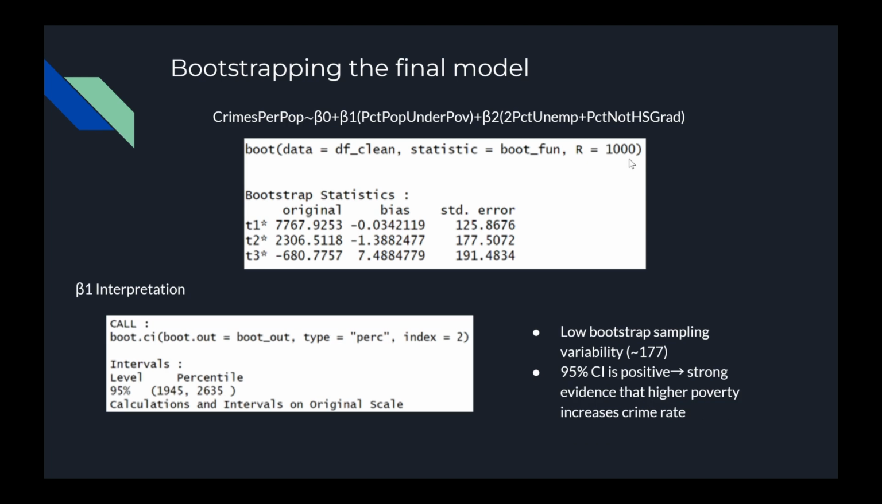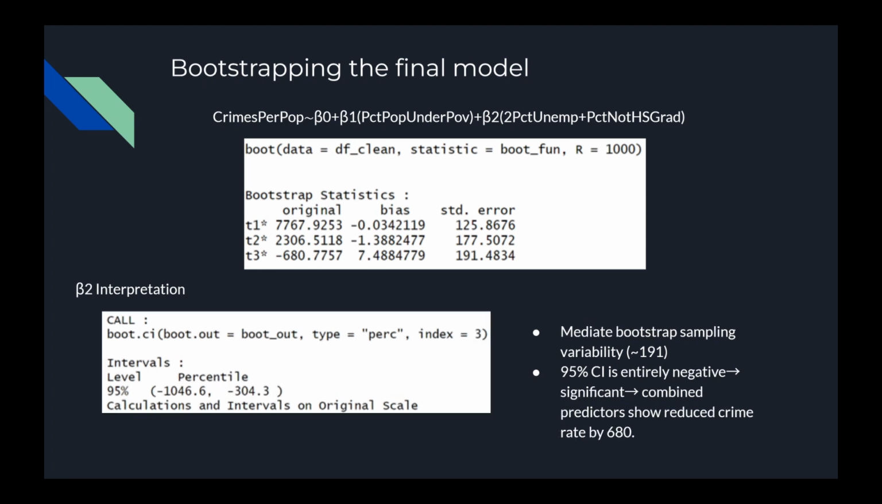For B1, the poverty coefficient, variability was also pretty low, around 177, and the 95% confidence interval was entirely positive, providing strong evidence that higher poverty rates are associated with higher crime. And for B2, the combined unemployment and education predictor, the bootstrap variability was moderate, around 191, but still reasonably stable. And its confidence interval was fully negative, indicating a significant inverse relationship.